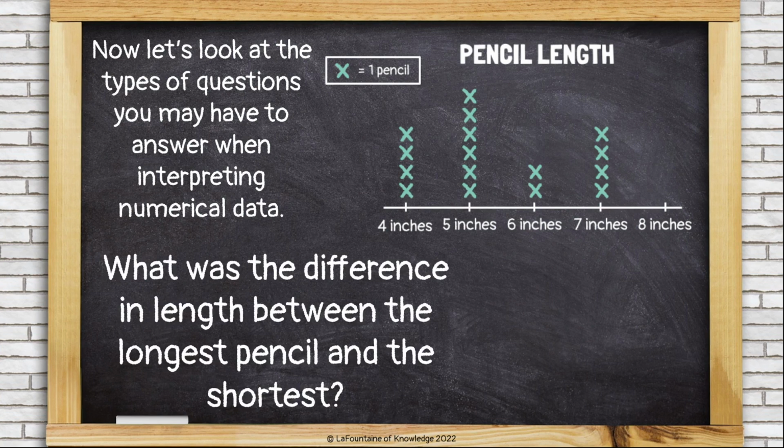What was the difference in length between the longest pencil and the shortest? Well, we know that the longest pencil was 7 inches and the shortest pencil was 4 inches. So the difference in length here is 3 inches. 7 inches is 3 inches longer than 4 inches.